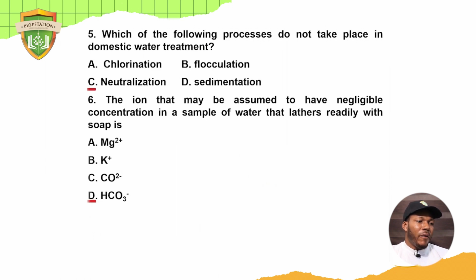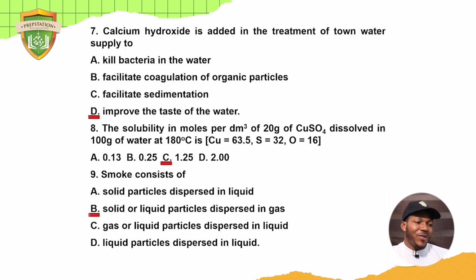Question 5 says, which of the following processes do not take place in domestic water treatment? The answer is C, neutralization. The others are there: we have chlorination, we have flocculation, we have sedimentation. All right, so we have other questions here. Please look at the slide very well. The answers are being identified.